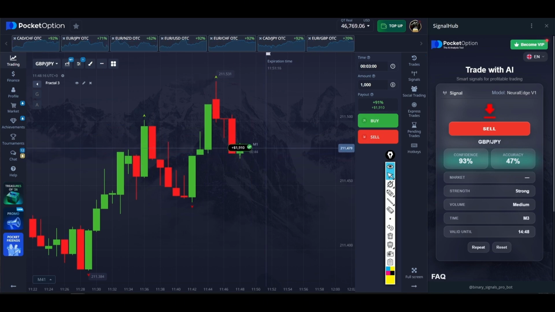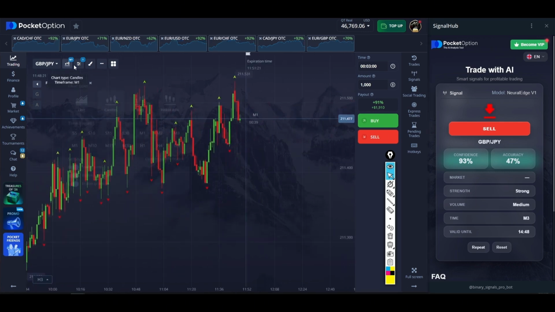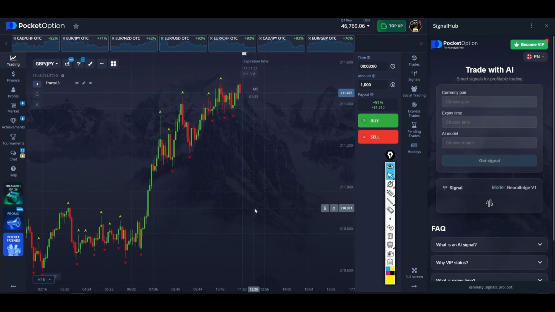Yes, the trade closes in profit, and that's an incredible result in such a short amount of time. I'll keep testing this trading bot and continue making profits with it because it's showing excellent performance. Make sure you take advantage of these tools.